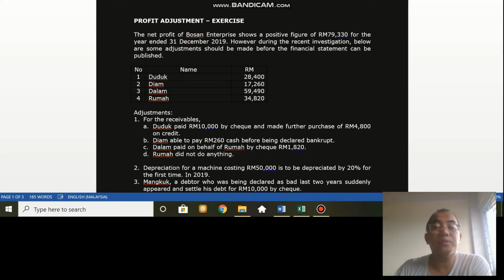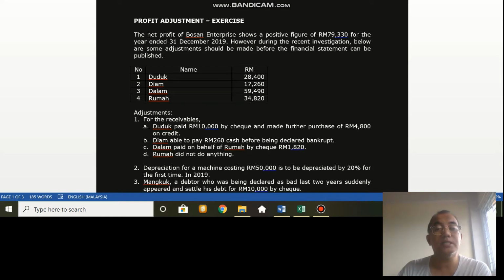Okay, the net profit of Bosan Enterprise shows a positive figure of 79,330 for the year ended 31st December 2019. However, during the recent investigation, below are some adjustments that should be made before the financial statement can be published.